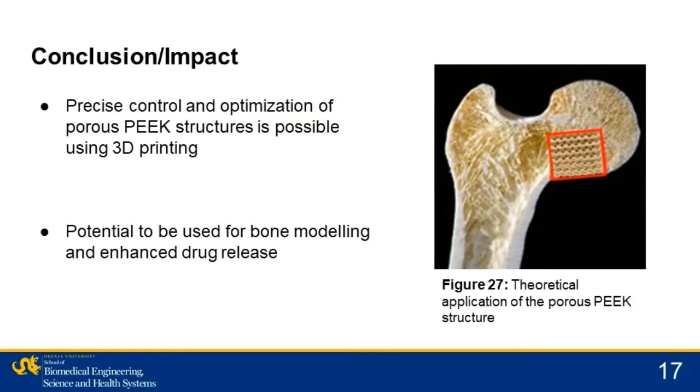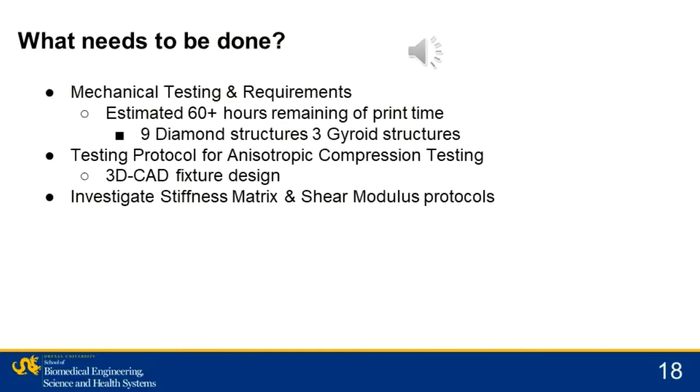The impact of this project would be a precise control of porous PEEK structure through a combination of model design and 3D printing method, leading to a potential usage for enhanced drug release and bone modeling. Overall, many samples still need to be printed, such as the diamond structure samples as well as a few miscellaneous gyroid structure samples. This estimates to 57 hours of printing still needing to be done.